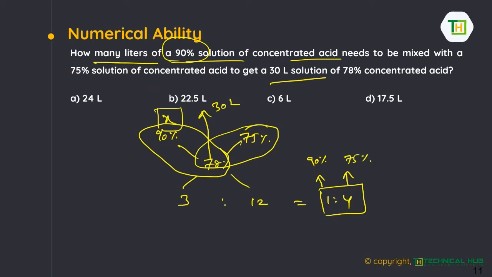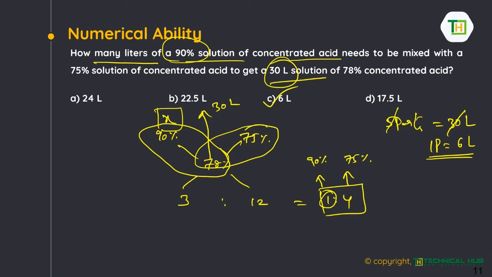Now, as we all know, the total mixture is having 30 liters of solution, and in terms of ratio, it is 5 parts. 5 parts is equal to 30 liters, then each part is equal to 6 liters. One part is equal to 6 liters. He is asking us to find how many liters of 90% solution. 90% is having only one part. One part is equal to 6 liters. Option C is the right answer.